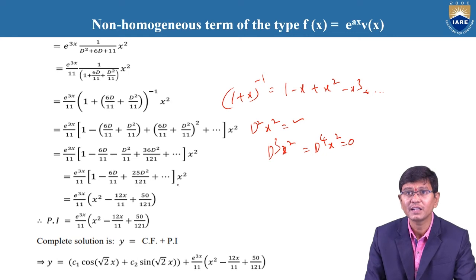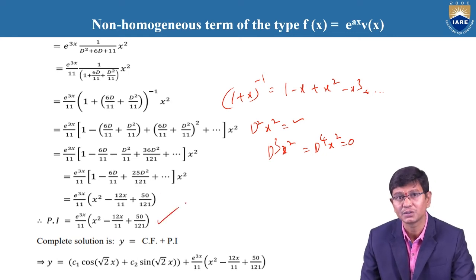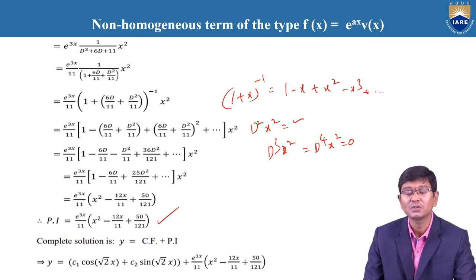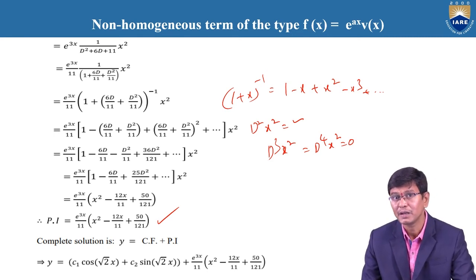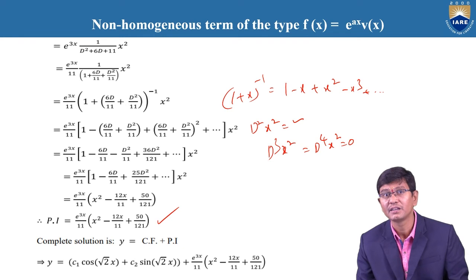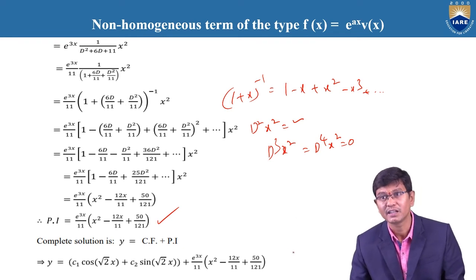And after the simplification of the particular integral, clearly you obtain this solution. Therefore the complete solution is the addition of the complementary function plus the particular integral together, so the solution is as shown here.